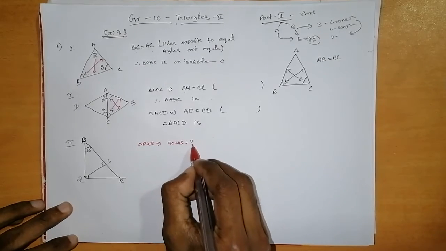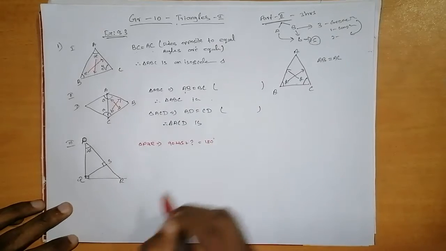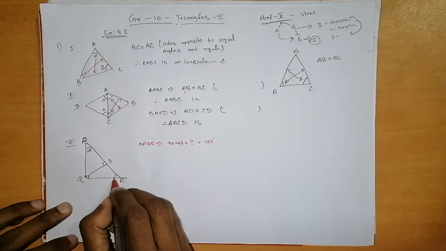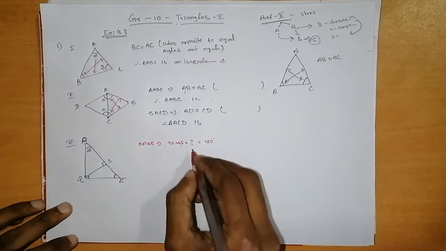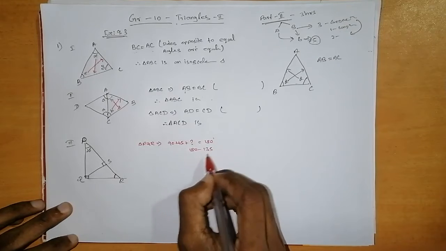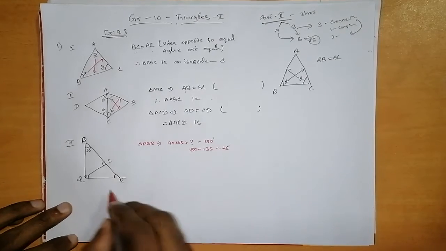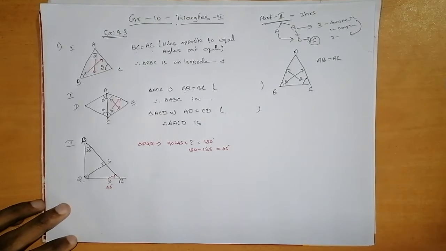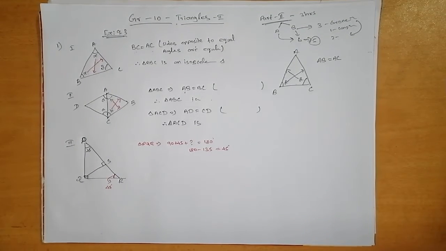If you take triangle PQR, 90 plus 45 is given. So what is the third angle? The sum is 180. This one is the third angle. So the third angle is 180 minus 135. So what is the answer? 45. So this angle we can find, it's 45. That is our first answer.